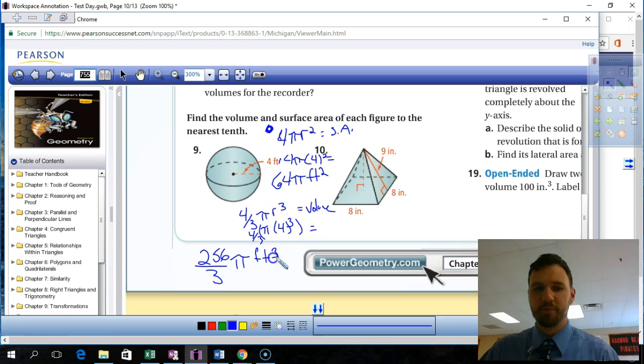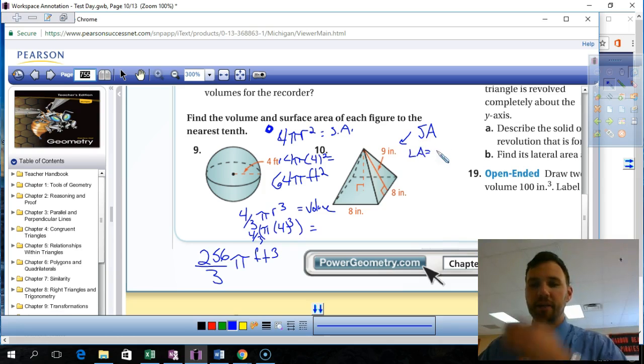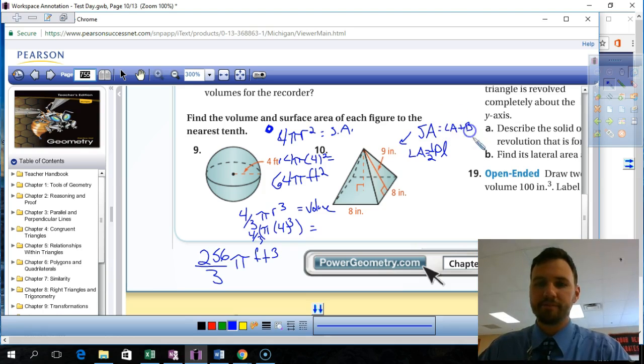feet cubed. Alright. Now, this is a pyramid. So for a pyramid, our surface area is what? Our lateral area is 1/2 perimeter times slant height. And then our surface area is that plus base.